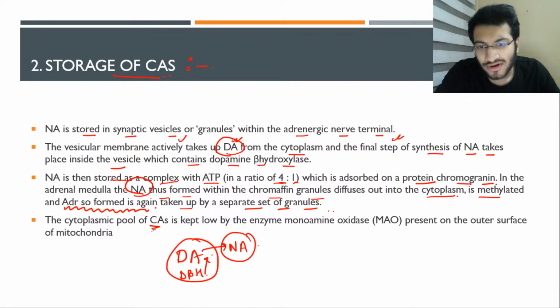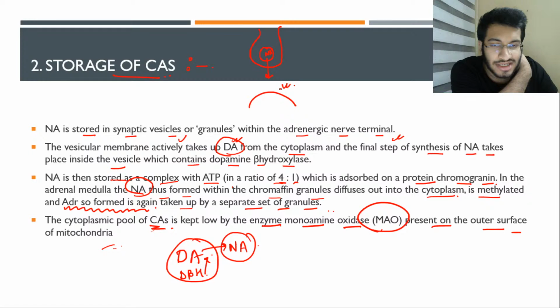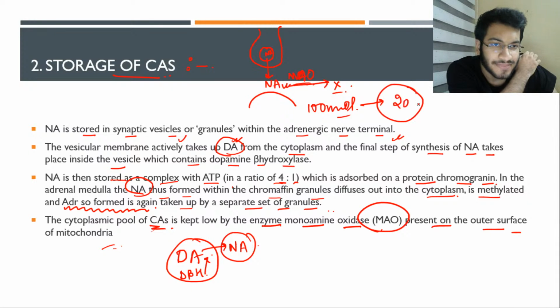The cytoplasmic pool of CAs is kept low by the enzyme monoamine oxidase present on the outer surface of the mitochondria. So this is the metabolizing enzyme. Let me say that here Na is formed, Na is exocytosed, comes outside. Then we have this monoamine oxidase that will be metabolizing this Na and degrading it, right? So initially, if there were 100 molecules of Na, now after encountering monoamine oxidase, they will be converted to 20, right?